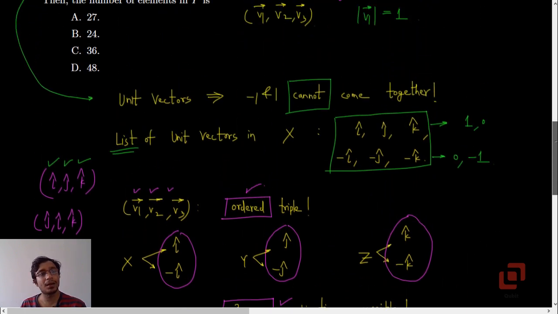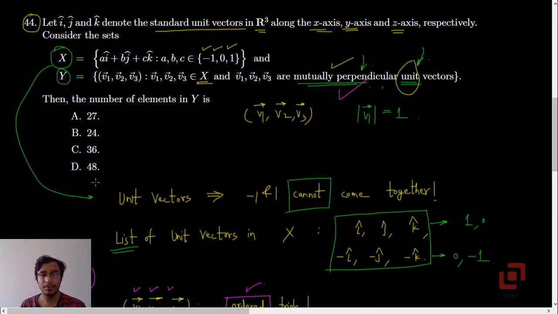So do we have that option? Yes, so option D is the correct option. Number of elements in Y is 48. Now this problem is slightly different, so let me repeat this.